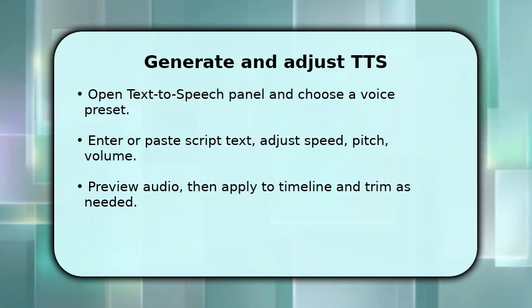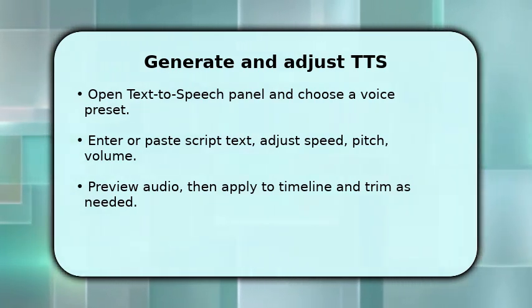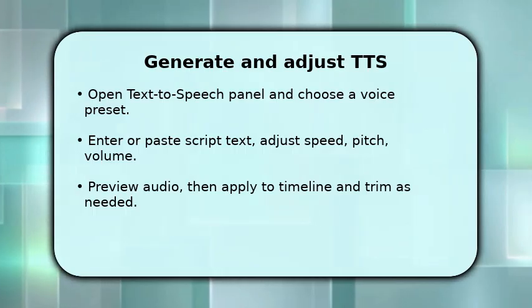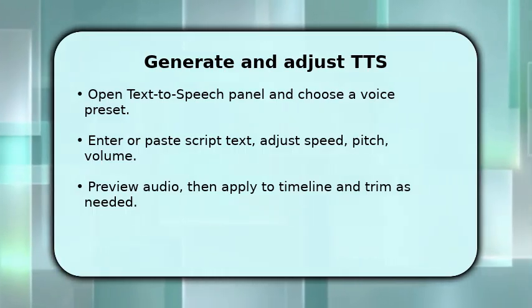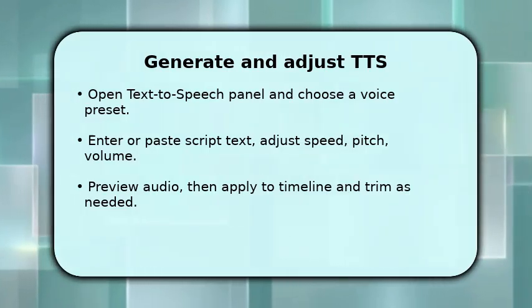Open the text-to-speech panel, pick a voice that matches your tone, and paste or type the script. Once done, tweak speed and pitch to make the reading natural, slower for clarity, a touch up for energy. Preview repeatedly and use small increments for speed or pitch changes.